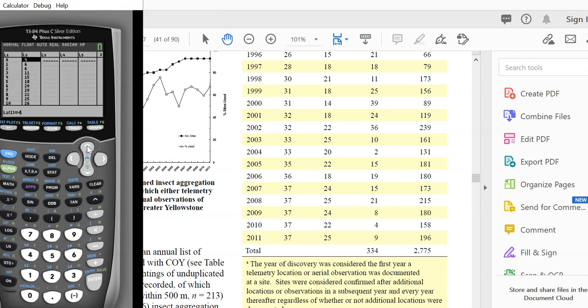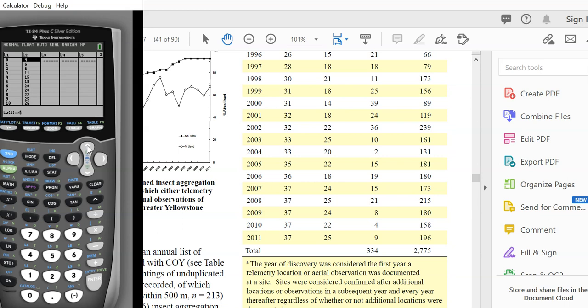So this data for the year, in L1, the list, which is time, and generally time runs along the x-axis. Say at year 0, there were 4 moth sites. At year 10, which would be 1996, you can see there's 26 moth sites, and so on. So I entered all of these into my calculator. So let's do a scatter plot.